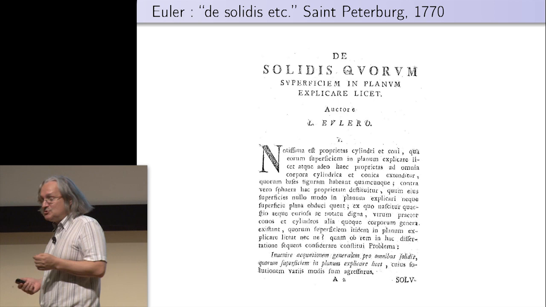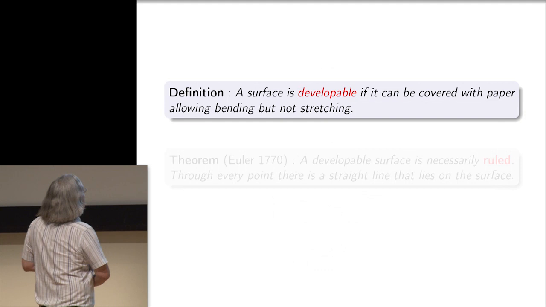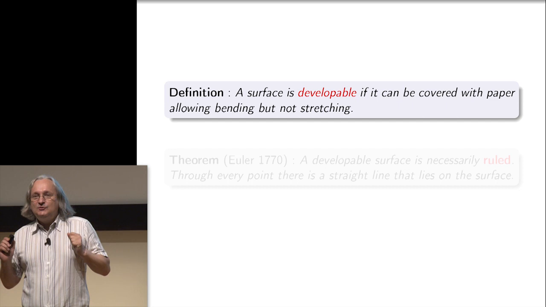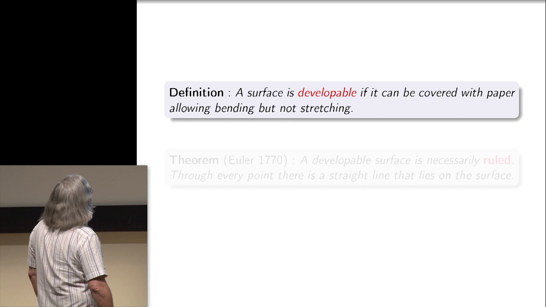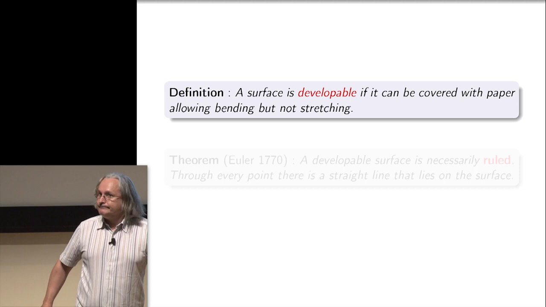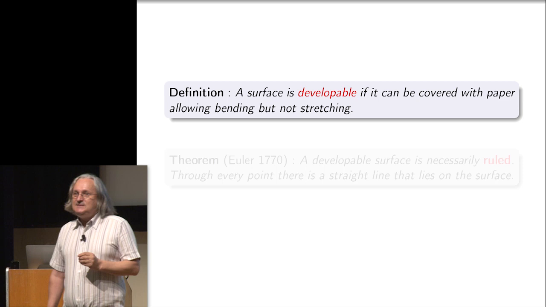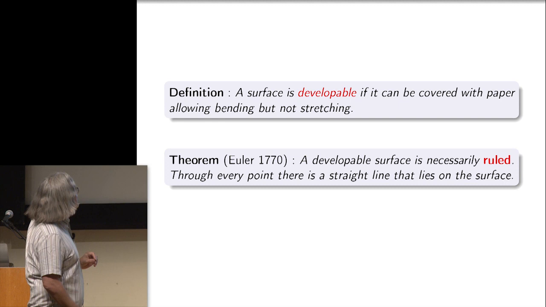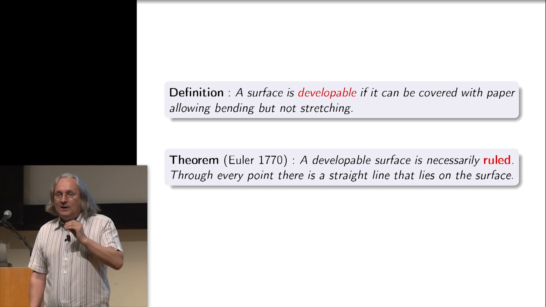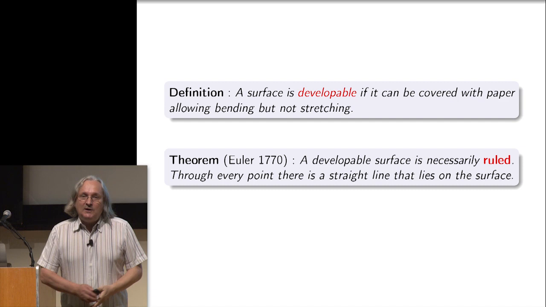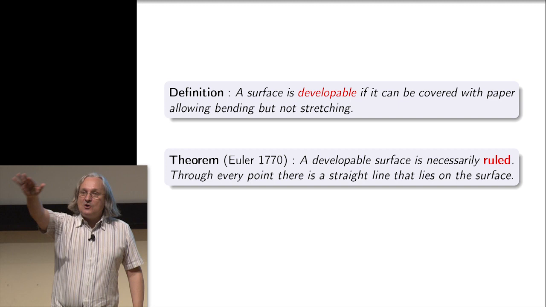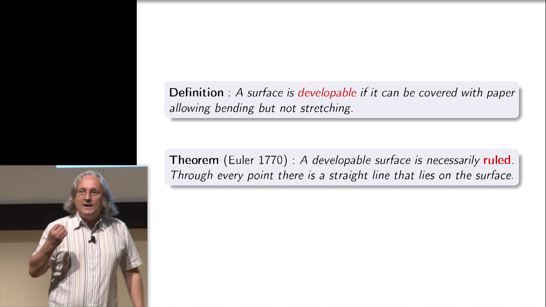So let me explain the solution. The solution comes in two steps. First, I give a definition, which is standard today. One says that a surface is developable if it can be covered with paper, allowing bending but not stretching. And the first theorem of Euler is remarkable. It says that a developable surface has to be very specific. More precisely, it has to be a ruled surface. One says that a surface is ruled if it is made out of straight lines moving in space. You take a straight line in space, which you let move, and it will develop a surface. This surface is called a ruled surface. And the first theorem of Euler is that if your surface is not ruled, no way, you cannot clothe it with paper.